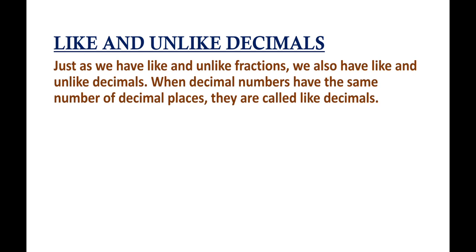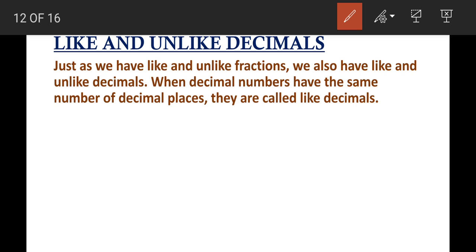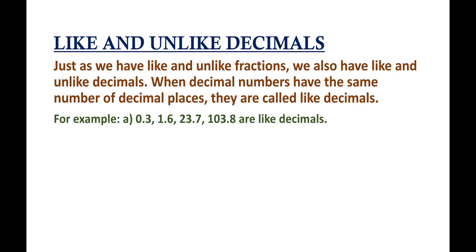Just as we have like and unlike fractions, we also have like and unlike decimals. So how do we know which is which? When decimal numbers have the same number of decimal places, they are called like decimals. Look at some examples.